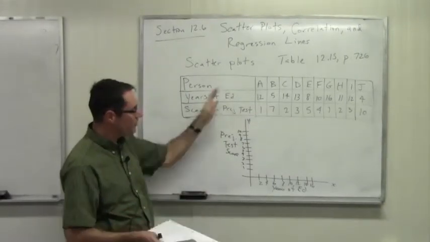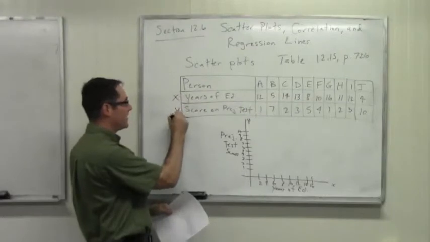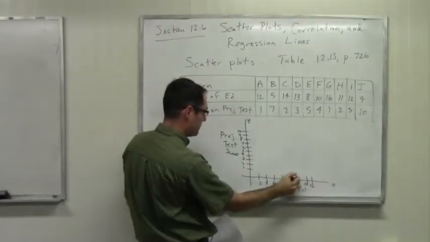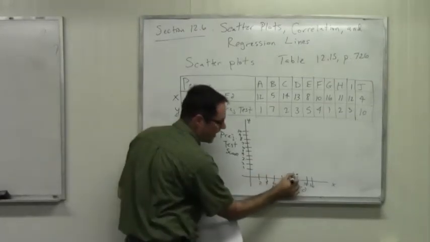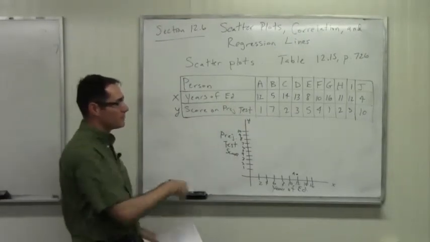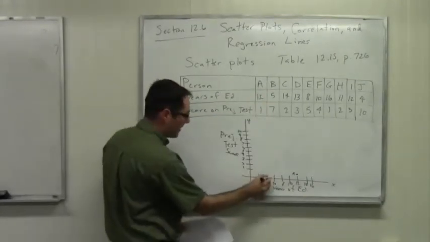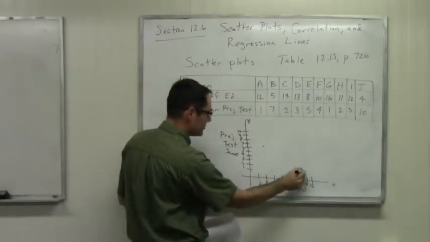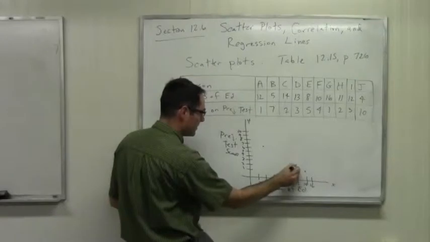All right, so anyway, we're going to start plotting the points, because these are the x values and these are the y values. For the first one, it's going to be 12 and then 1, right there. I normally might label this A, but the graph's going to get a little crowded, so I'm just going to leave the letters off the rest of them. Then 5 and 7, over 5 up to 7. 14 and 2, over to 14 up to 2. 13 and 3, out there.